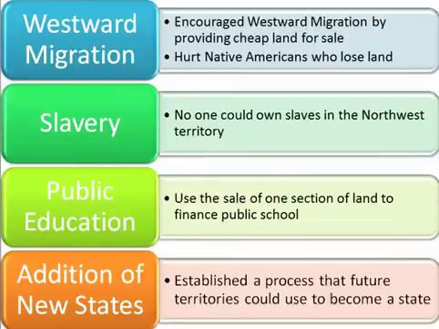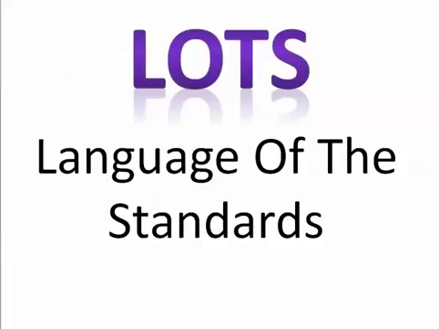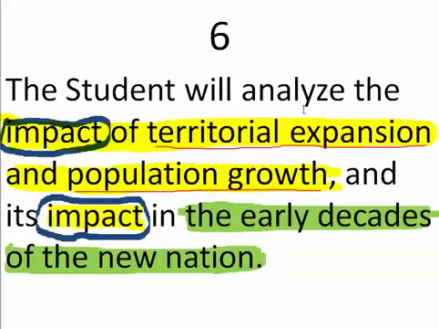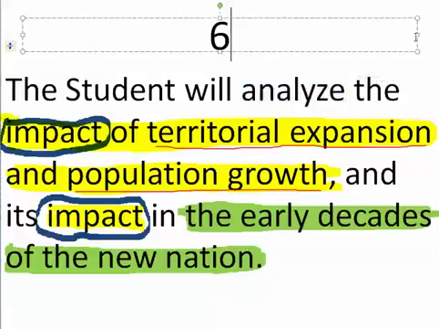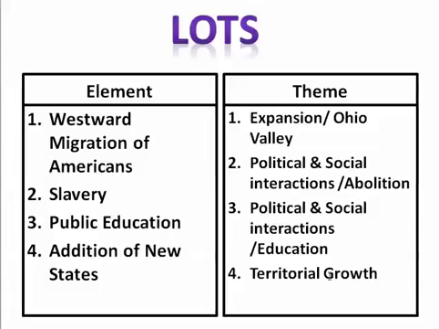Analyze the impact of territorial expansion and population growth and its impact in the early decades of the new nation. Notice we have 5 substandards, A, B, C, D, E. And in this class we're going to focus on these standards. We're going to learn the language of the standards. So standard 6, the overall standard, is the student would analyze. This is what we have to do. We have to analyze, and we're going to be looking at the impact of things on the early new nation, United States. So the impact of territorial expansion and how to deal with territorial growth would be a theme there.